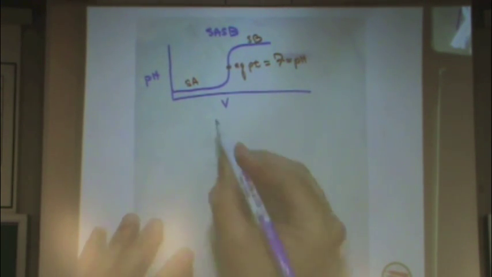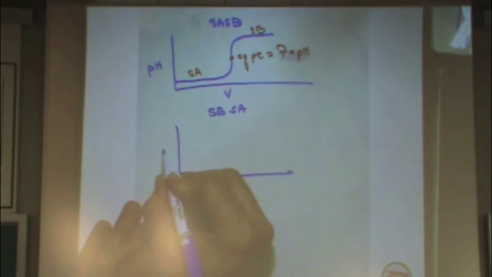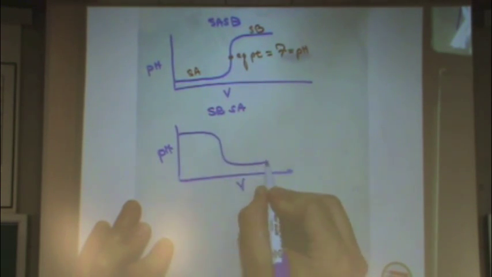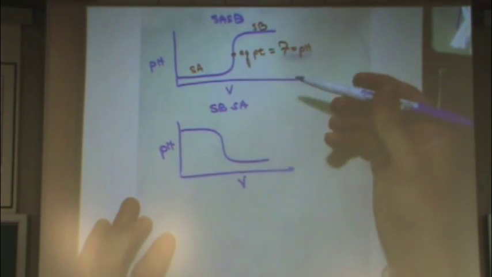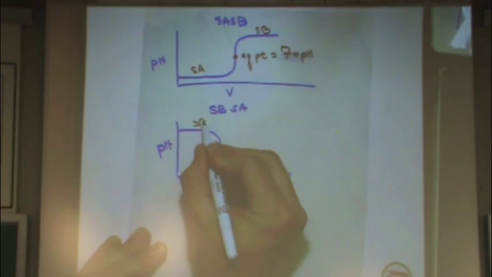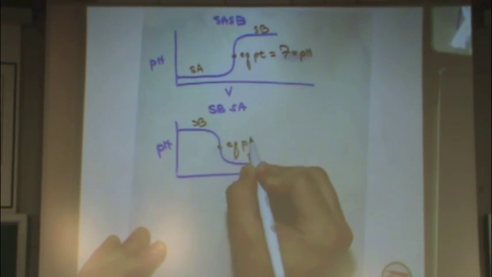Now the opposite would be a strong base, strong acid titration. That would be pH versus volume. It would look like that. The exact opposite of the top one here. And so, again, the first is the strong base region, and then the strong acid region. And here's the EQ point, still at 7.